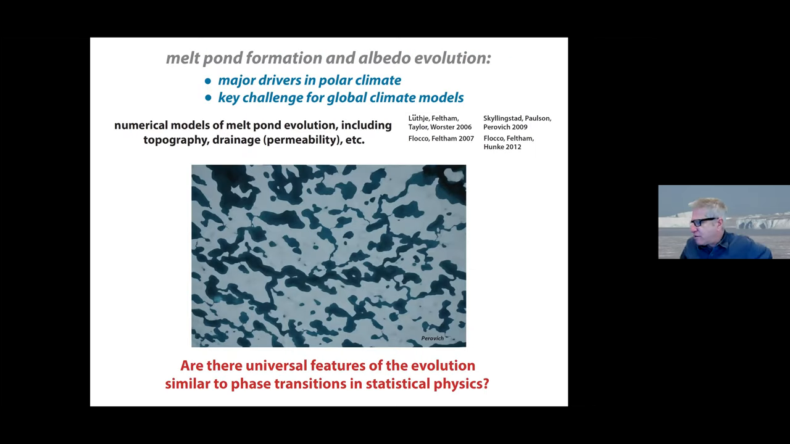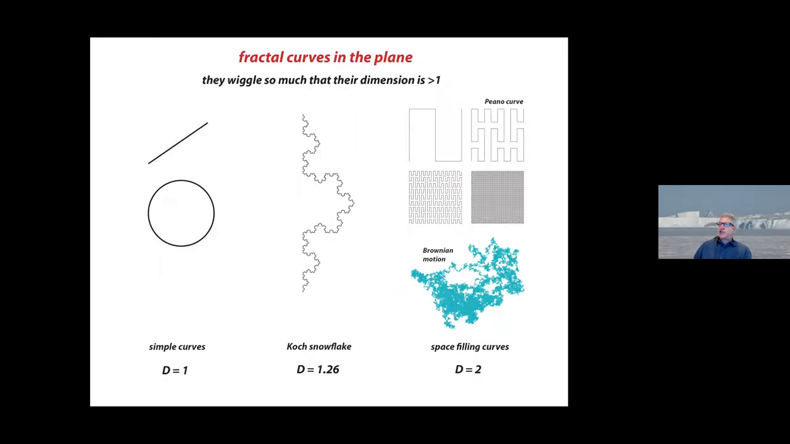And then one of the things we've been most involved with on the mesoscale is these melt ponds, because as I mentioned, they're very important and have very interesting geometry. I wanted to ask, are there universal features of the evolution, similar to phase transitions in statistical physics? There have been a lot of complicated numerical models that have all the physics, including our results on permeability, but I wanted to step back, because to me this looked like a fractal and nobody had really asked that question.